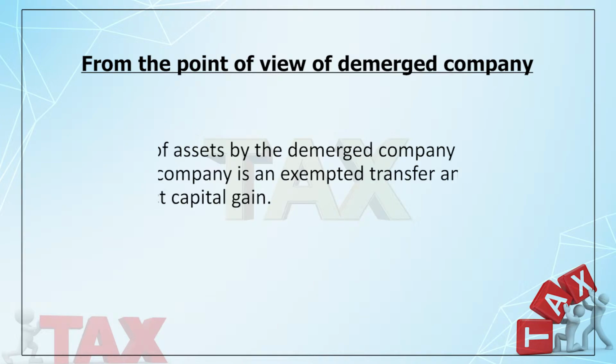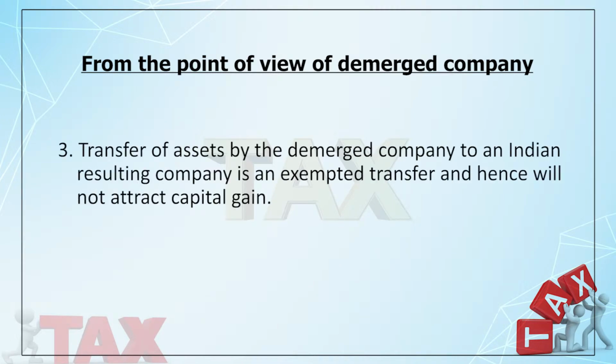And number 3, you will appreciate there is a transfer of assets, because the demerged company is transferring assets to the resulting company. Now, basically any transfer of assets will give rise to capital gain, but we have a specific provision under capital gain, section 47, which states this is an exempted transfer. That means whenever assets are transferred by the demerged company to the resulting company, it will be an exempted transfer, which means it will not give rise to any capital gain. So, this transfer is not subject to any capital gains tax. It's a huge benefit. You are transferring your asset, but you are not incurring any capital gains tax.